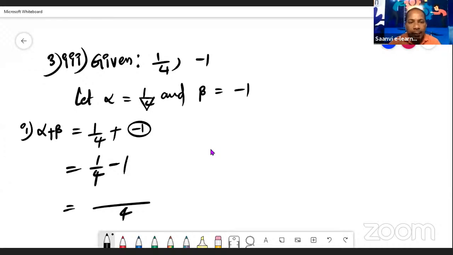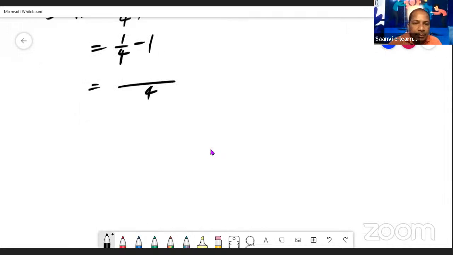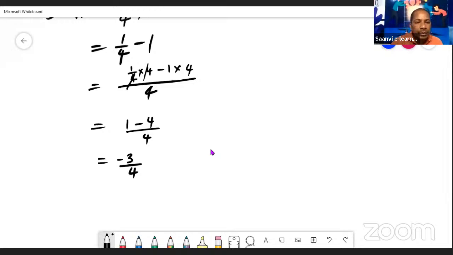And when we take LCM, we have to multiply every term by the LCM. 1 by 4 into 4 minus 1 into 4. Okay. So here 4 gets cancelled. 1 is remaining, minus 1 into 4, 4 by 4. 1 minus 4, how much do we get? Minus 3 by 4. It means the alpha plus beta value, how much did you get? Minus 3 by 4. Right? Alpha plus beta, we have got minus 3 by 4.